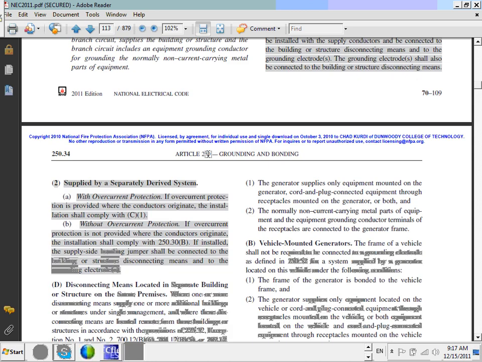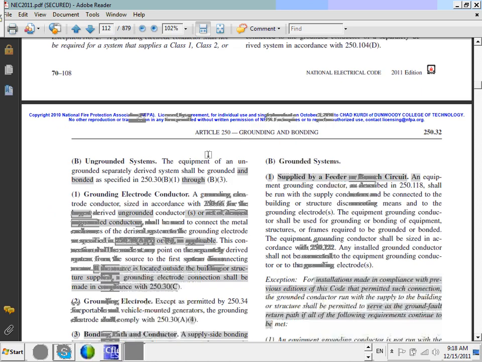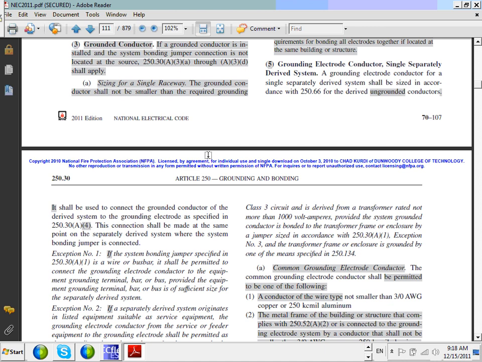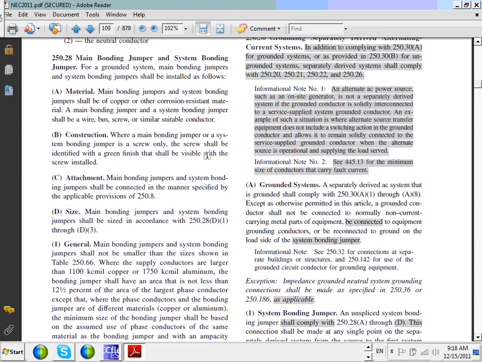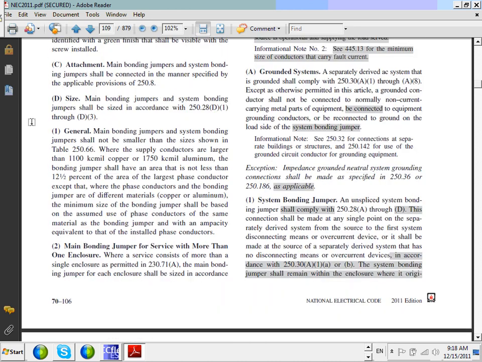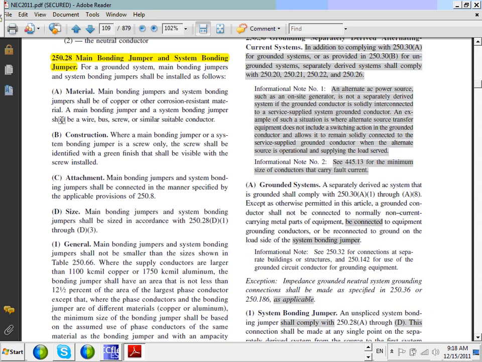Almost there, 250.32, 250.28, 250.28. Can you guys see to 250? If you are not there, please highlight this one. This will make your life easier. 250.28, which page is that? Page 106, NEC, 250.28.